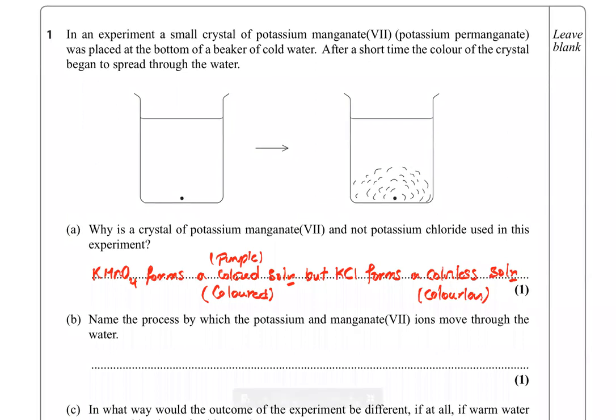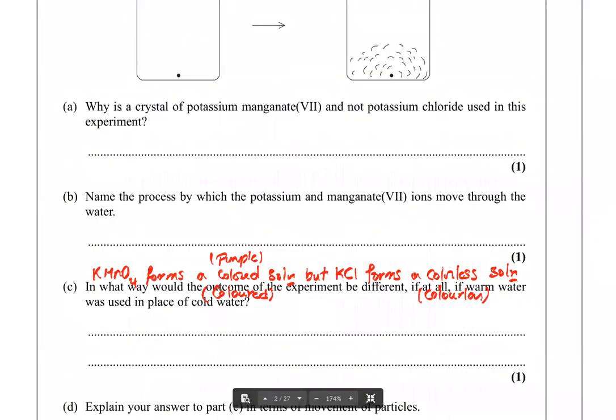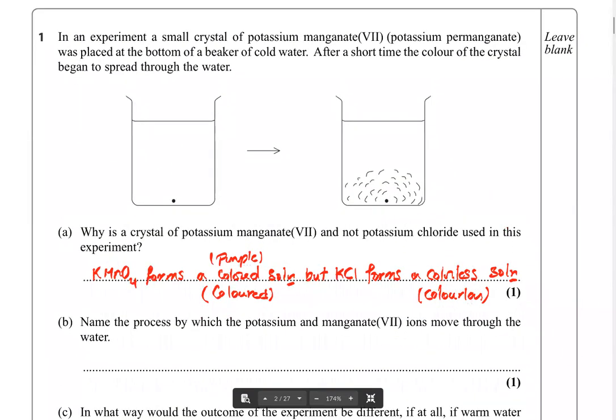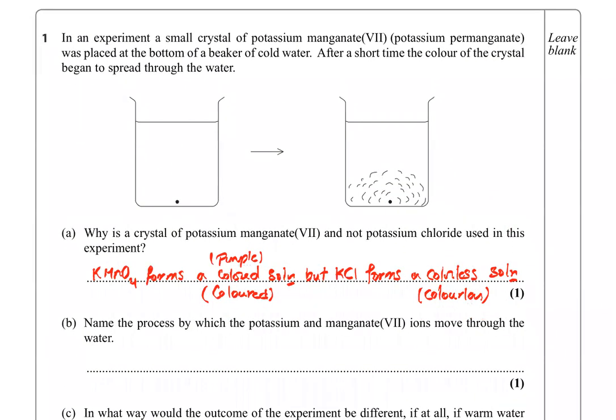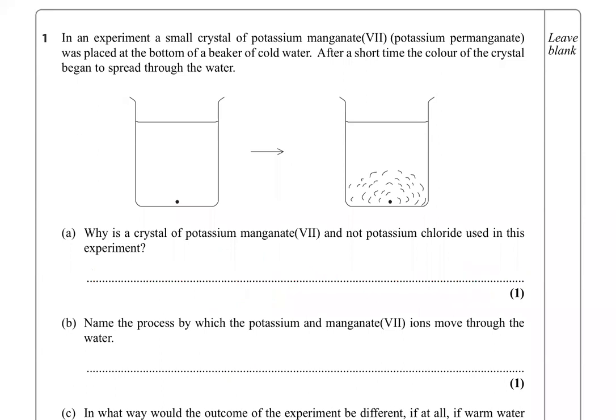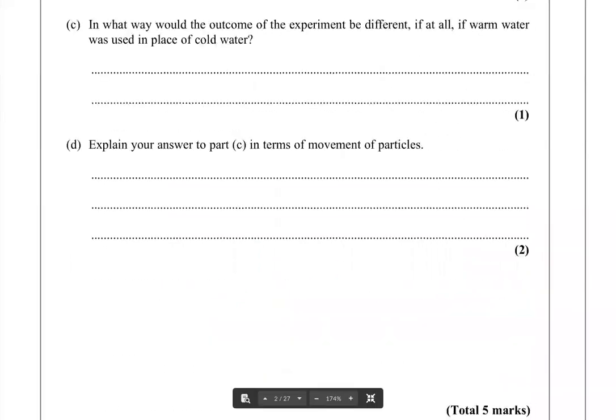B. Name the process by which potassium and manganate VII ions move through the water. دي هتبقى طبعا diffusion. يبقى B. diffusion.